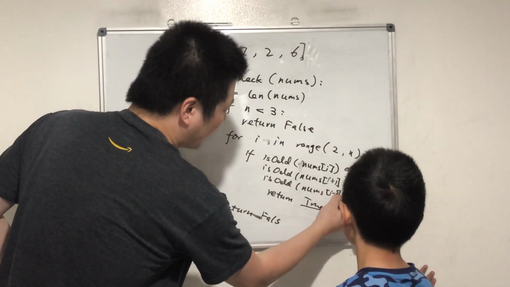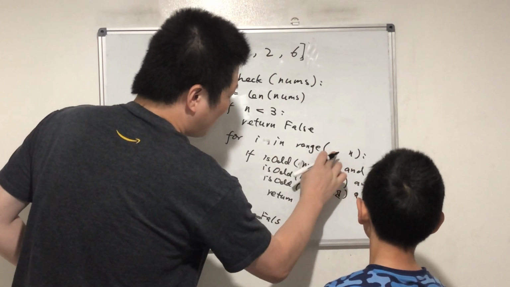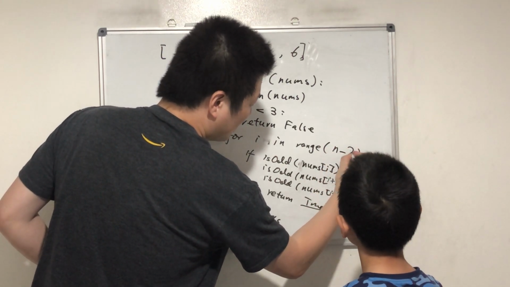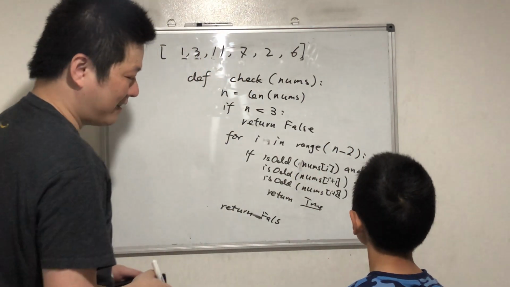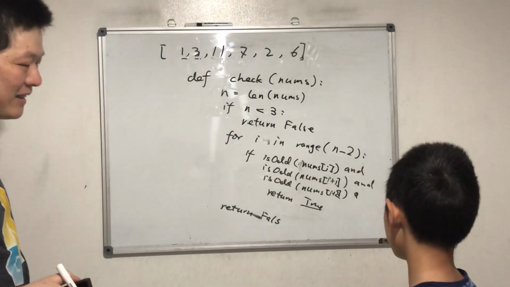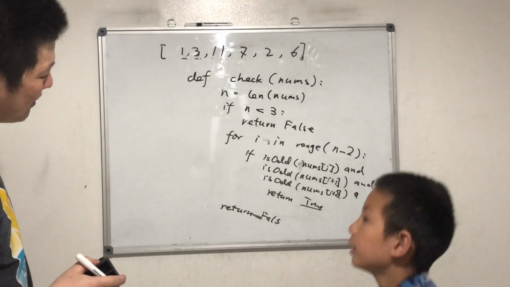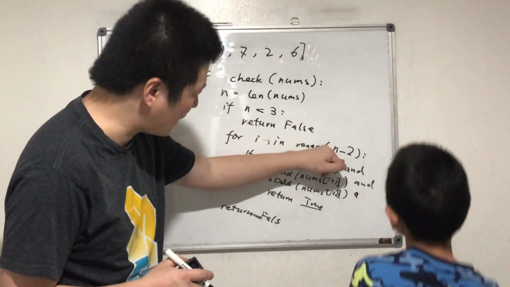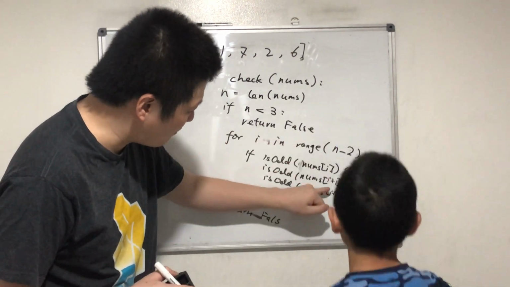Alternatively, if you want plus 1 and plus 2, you can do this: start with 0 and go up to n minus 2. Got it? This is also okay, because n minus 2 as the upper bound means the last i is n minus 3, so i plus 2 goes up to n minus 1.